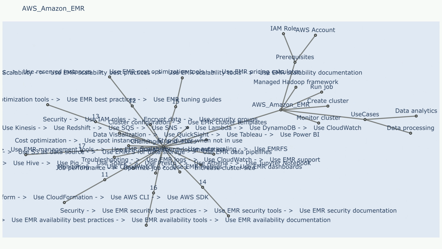Performance. Use EMR performance optimization tools for tuning and improving performance. Follow EMR best practices for optimizing performance and efficiency. Consult EMR tuning guides for specific performance recommendations. Use EMRFS for faster data access and storage.